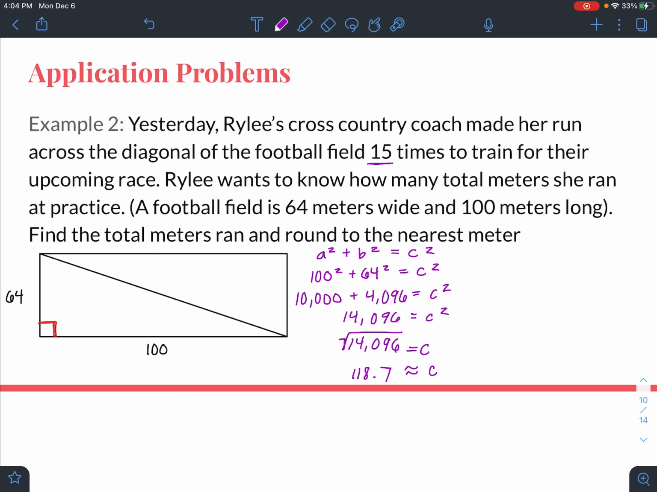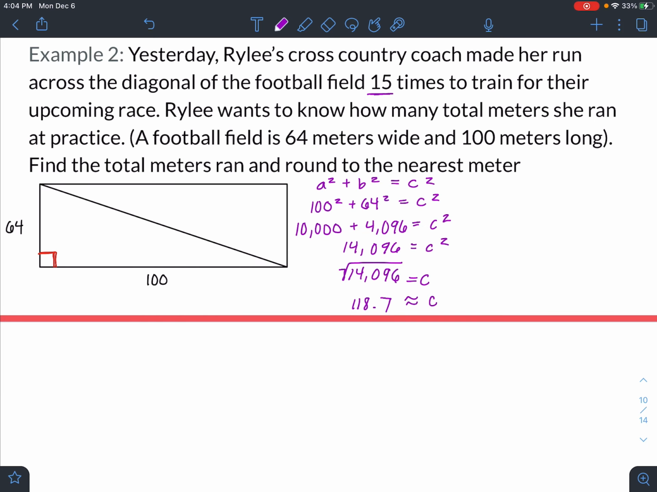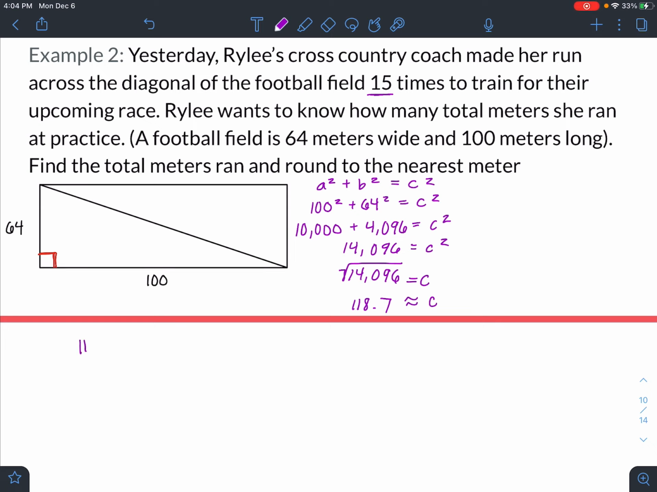for C. And then, yeah, they did that 15 times. So that's 118.7 times 15. Well, actually, this is round to the nearest meter, so I'm going to round to the nearest meter. So it's 119 meters. Then I'm going to do 119 meters times 15 to get 1,785 meters.